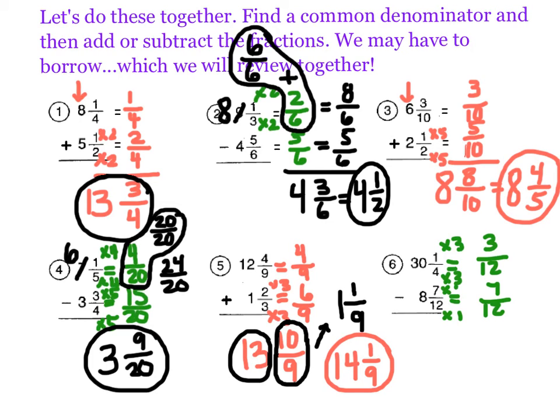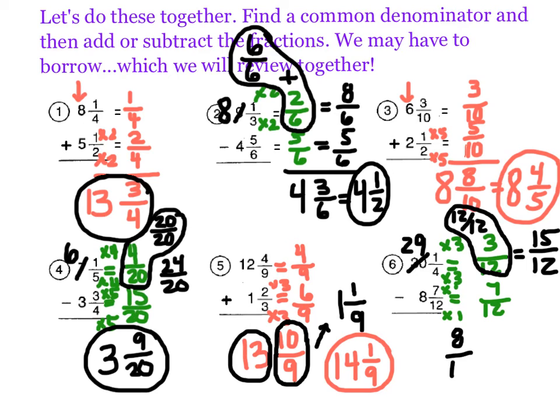Now I need to subtract 3/12 minus 7/12. I can't do that, so now here we go with the borrowing. We're going to borrow from 30 and make it a 29. That 1 that we took away, 12/12, we have to add to 3/12. That gives us 15/12. Now we can go ahead and subtract 15/12 minus 7/12. That's 8/12. And then 29 minus 8 is 21.